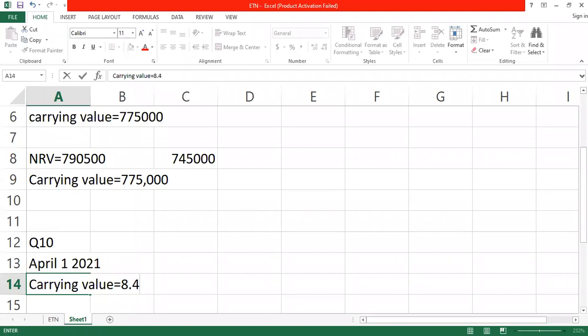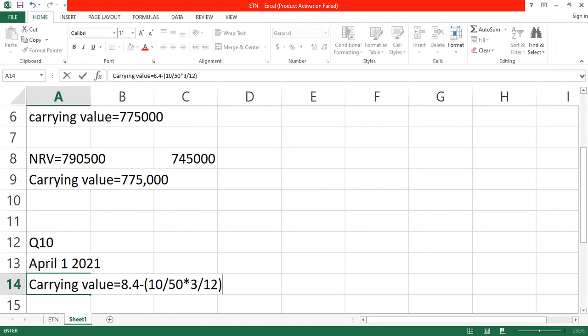8.4 minus, into brackets, 10 over 50. The carrying value on which date? On April 1, 2021. We are looking for the carrying value as at that date, which will be 10 over 50, then all of this multiplied by 3 over 12. So you find the depreciation for only the 3 months, then you subtract it from the carrying value at the beginning of the year.